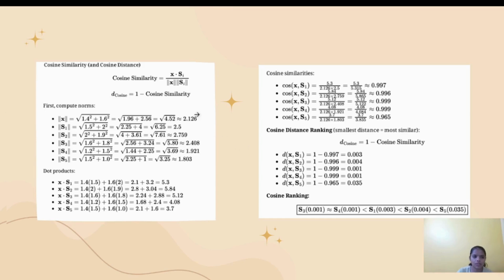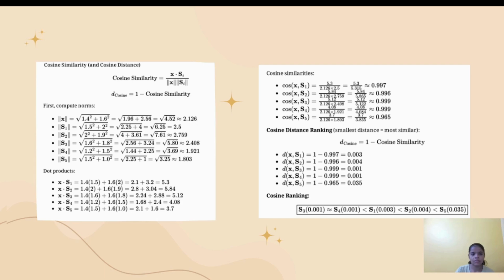Now calculating the cosine similarity. To calculate the cosine similarity, our formula is x dot si upon magnitude value of x and si. To calculate the distance, we have the formula 1 minus cosine similarity. So first of all, we will calculate the magnitude value of x and the magnitude value for all the students. As we know, the query vector given is 1.4, 1.6. With the help of the query vector, we will calculate our magnitude value, that is 2.126.